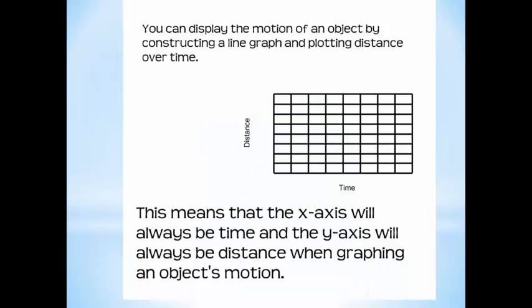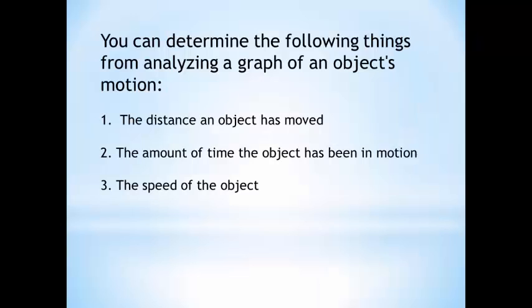Let's look at this graph here. This graph is called a distance versus time graph, or a distance time graph. This is the type of graph that would show the motion of an object. Anytime that you use this type of graph, time is always on the x-axis and distance is always on the y-axis. There are three things you can find out when you look at one of these types of graphs.